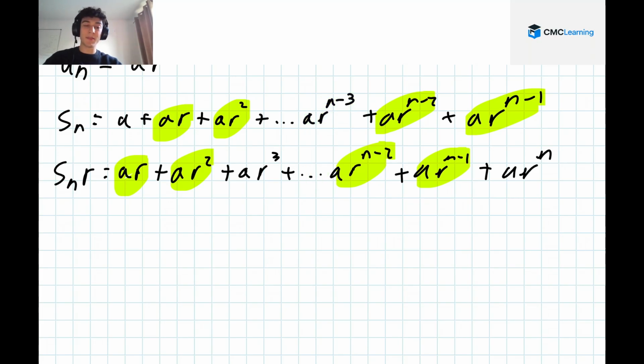So we can see that these two sums share almost every term. Keep these highlighted. They share almost every term except for two terms. This first term, a, in our sum to n. In this last term, a multiplied by r to the power of n, in this sum to n multiplied by r.